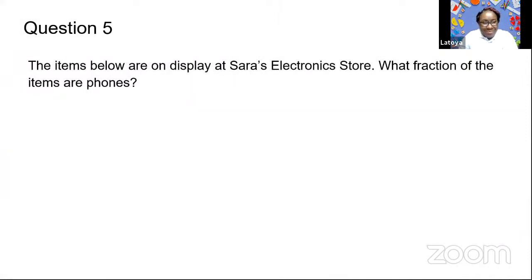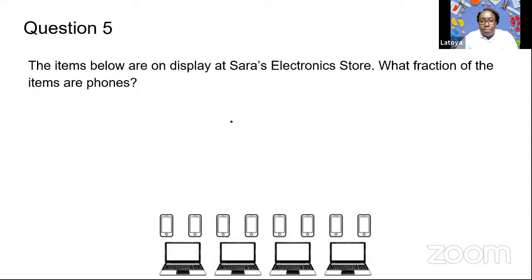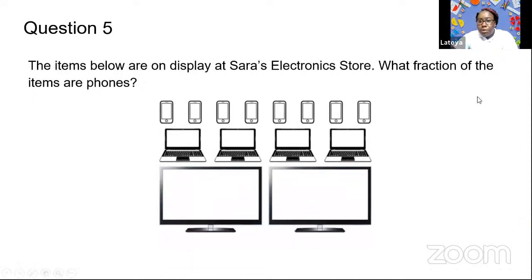Question number 5. The items below are on display. What are the items? These items below are on display at Sarah's electronics store. What fraction of the items are foods?